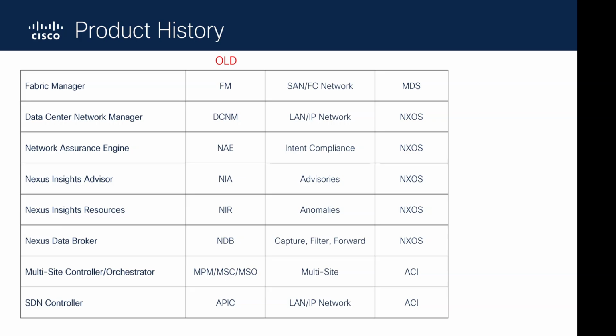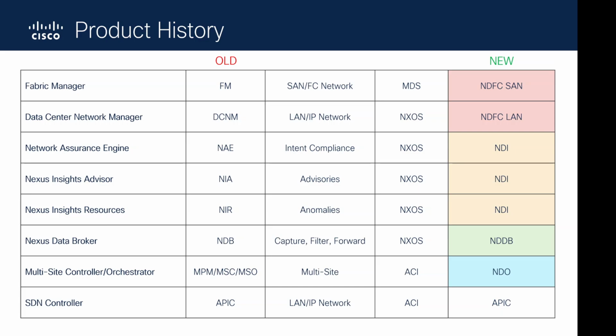So today, the functionality offered by all of these tools has been merged as follows. First, we have Fabric Manager and Data Center Network Manager functionalities merging into what is today known as Nexus Dashboard Fabric Controller. And there's both a SAN personality for managing fiber channel networks, as well as a LAN personality for managing IP networks of that software. Then Network Assurance Engine, Nexus Insights Advisor, and Nexus Insights Resources all merged into Nexus Dashboard Insights. And then Nexus Data Broker was basically rebranded as Nexus Dashboard Data Broker, and Multi-Site Orchestrator was rebranded as Nexus Dashboard Orchestrator. And the APIC is still the APIC today.